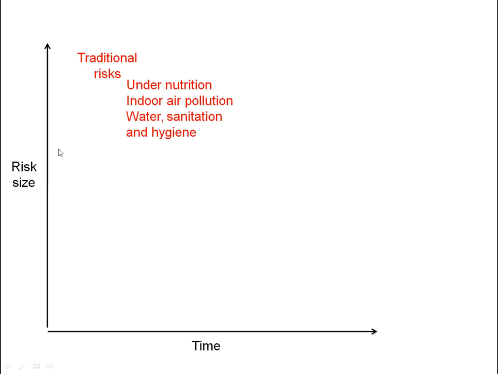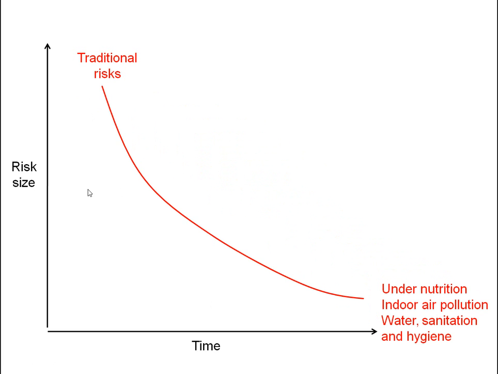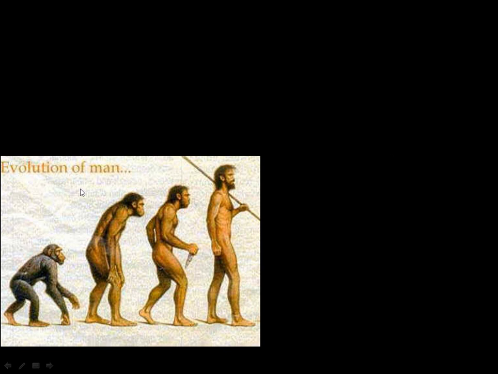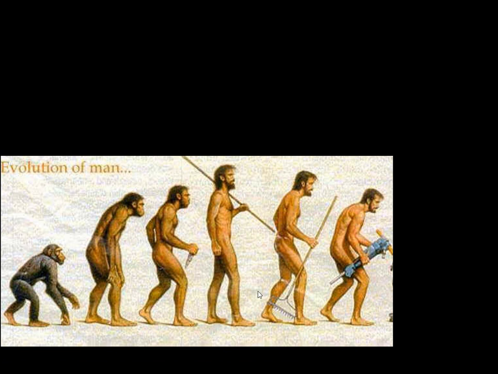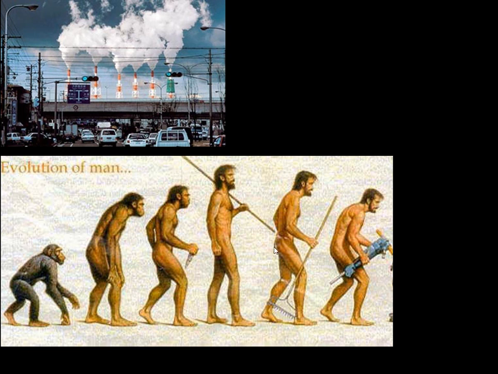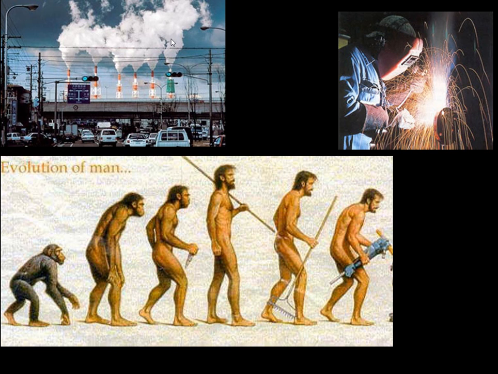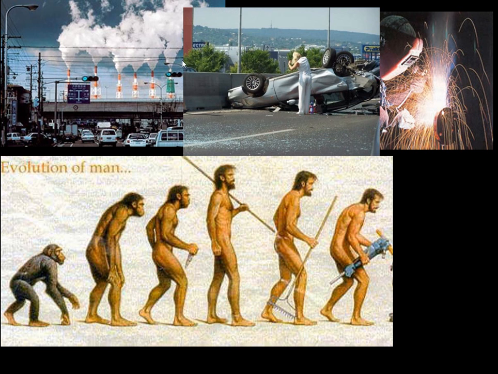So, if we look at this graph demonstrating risk size against time, increasing this way, considering traditional risks such as undernutrition, indoor air pollution, water, sanitation and hygiene, over time recently these have come down and are now relatively low risks. So the evolution of man continued, and we've acquired jobs that involved using tools, and our risks have changed, where this industrial work was associated with new outdoor or general air pollution, work associated risk or occupational hazards, and things related to cars such as motor vehicle accidents.